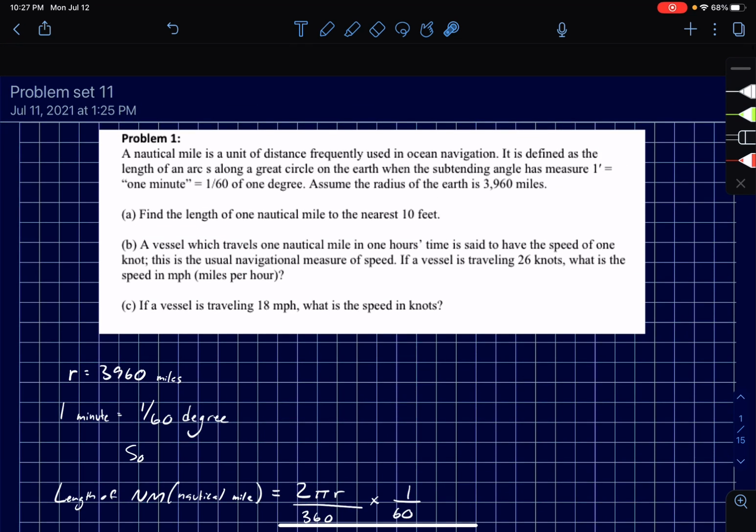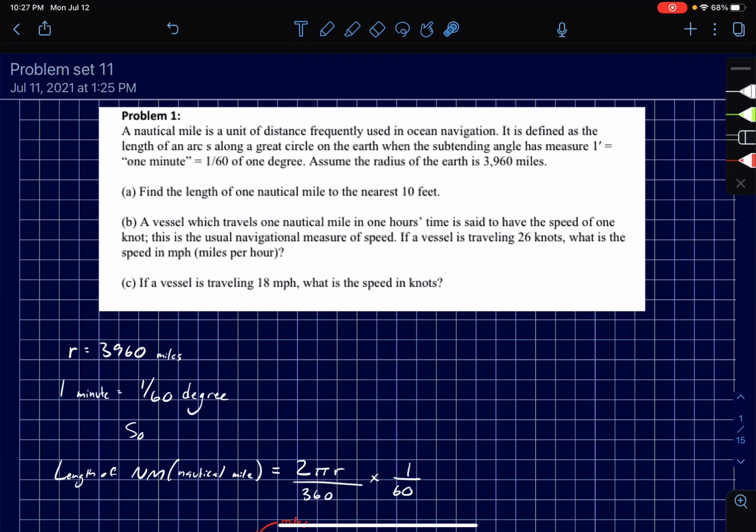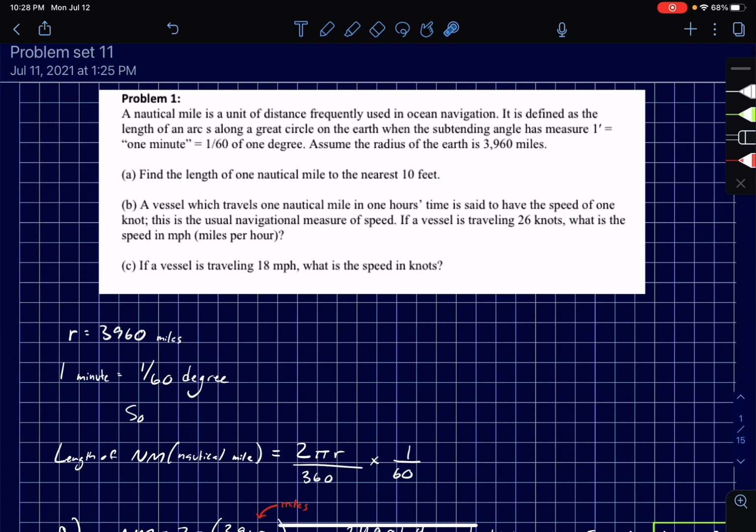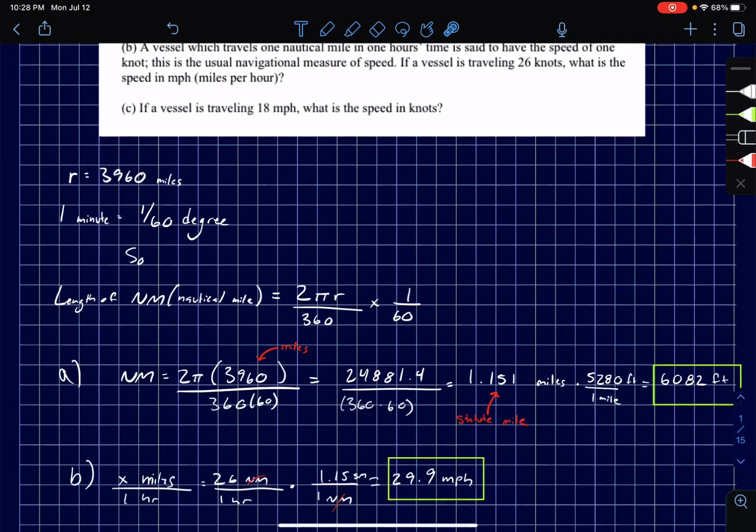Then part B asks us, a vessel which travels 1 nautical mile in 1 hour's time is said to have the speed of 1 knot. So essentially 1 nautical mile per hour is 1 knot. And then if a vessel is traveling 26 knots, what is the speed in miles per hour? So it's basically asking us to convert 26 knots to miles per hour.